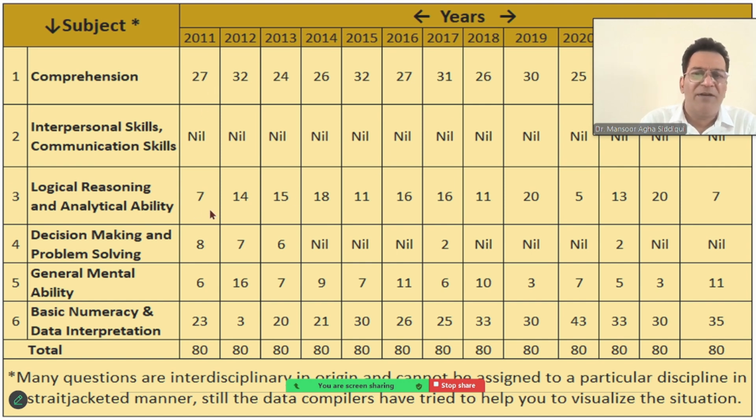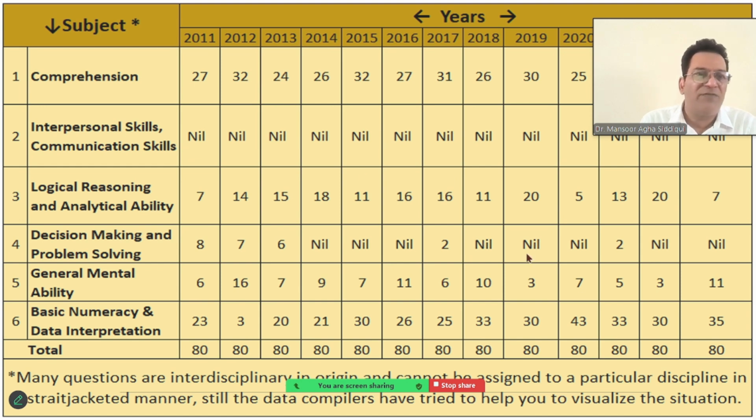Logical reasoning and analytical ability, you normally end up having 7 to 20 questions. If you look at decision making, questions can come or they can disappear in a particular year, then they can come back again, then they disappear for a few years, then they come again. So decision making keeps on appearing and disappearing in the exam. If you look at general mental ability, you have 3 to 16 questions which can come from this area. Basic numeracy, the number of questions can be as few as 3, they can be as high as 33.